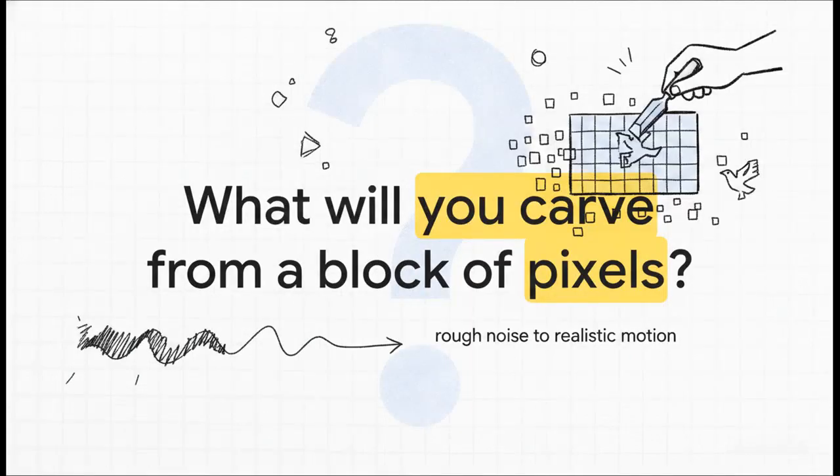Still, despite those limitations, the leap forward we've seen is absolutely staggering. We've gone from rough static noise to realistic motion in the blink of an eye. So, as AI continues to master the mechanics of motion and effectively hands you the digital chisel, what will you carve from your blank block of pixels?